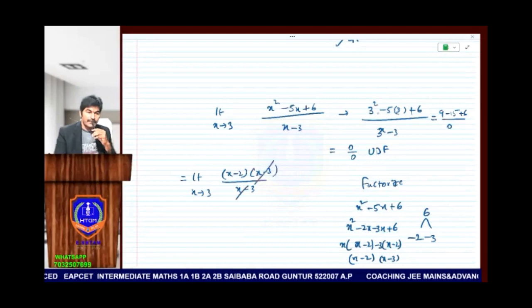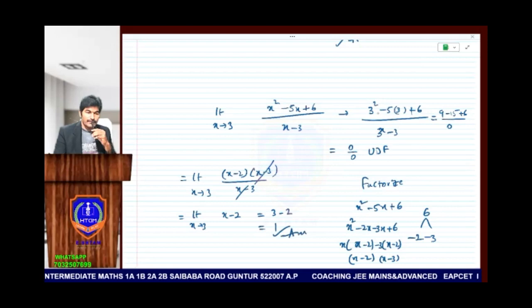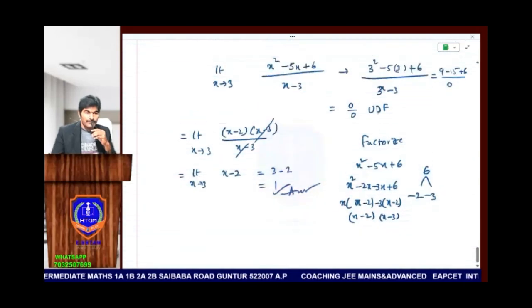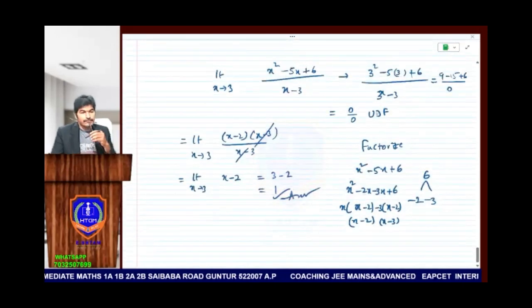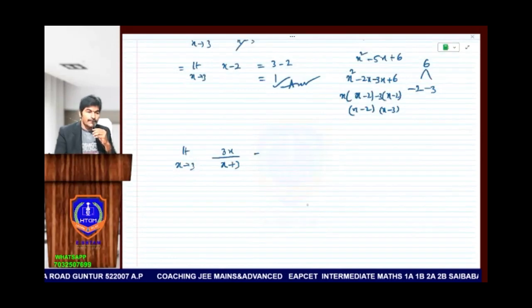Now, are there any cancellations? x minus 3, x minus 3 got cancelled. x tends to 3, only x minus 2 is left. Now you can substitute 3. So 3 minus 2 will be 1, the answer. Understood? So here, substitute the direct value.